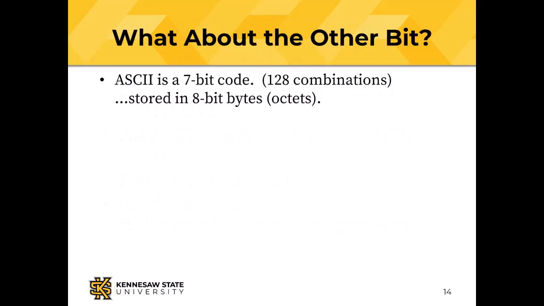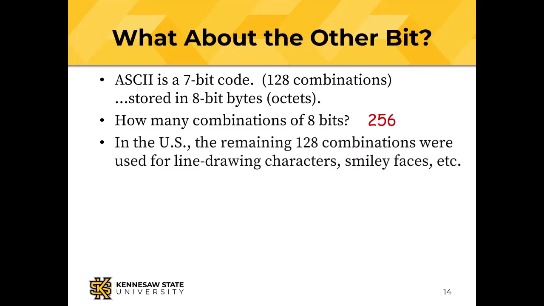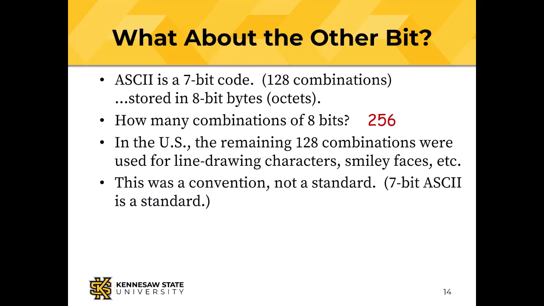ASCII is a 7-bit code, 128 combinations. Because of the byte addressability of modern computers, we store each ASCII character in 8 bits. How many combinations of 8 bits? 2 to the 8th, 256. Early on with computers in the United States, the remaining 128 combinations were used for line drawing characters, smiley faces, and things like that. That was a convention, not a standard. The standard was 7-bit ASCII.